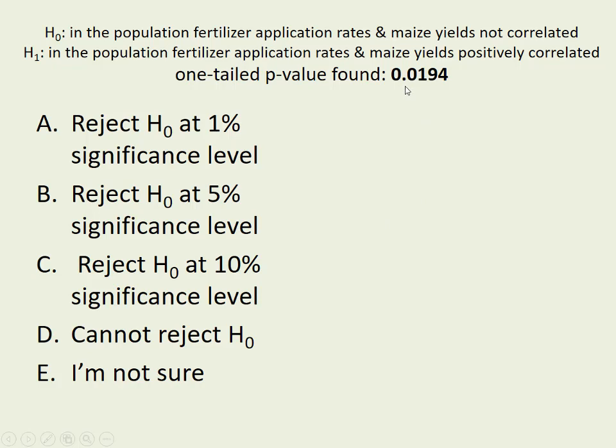Because this p-value is less than 5%, less than 0.05, you can reject at 5%. It is not less than 0.01, so you can't reject at 1%, but it is less than 0.05, so you can reject at 5%. So B is the correct answer here.